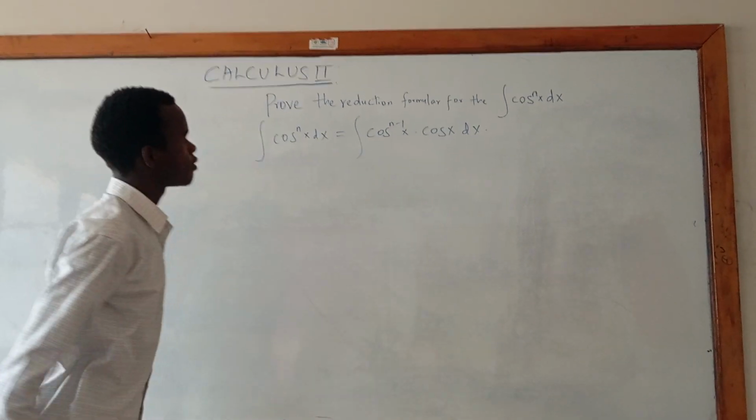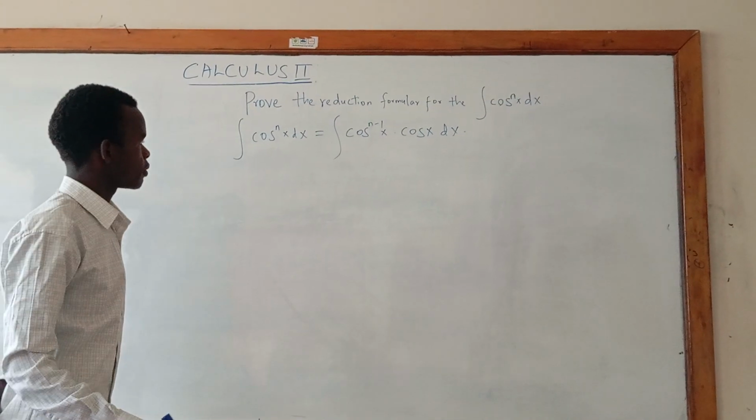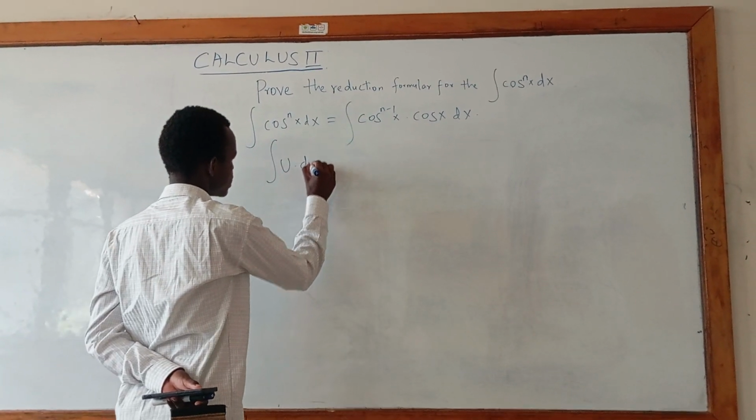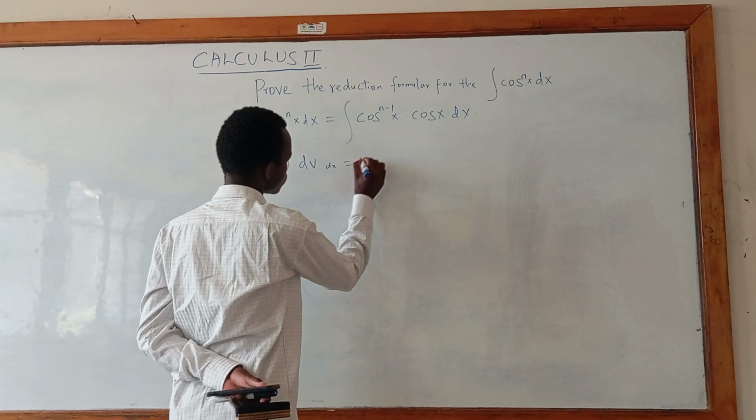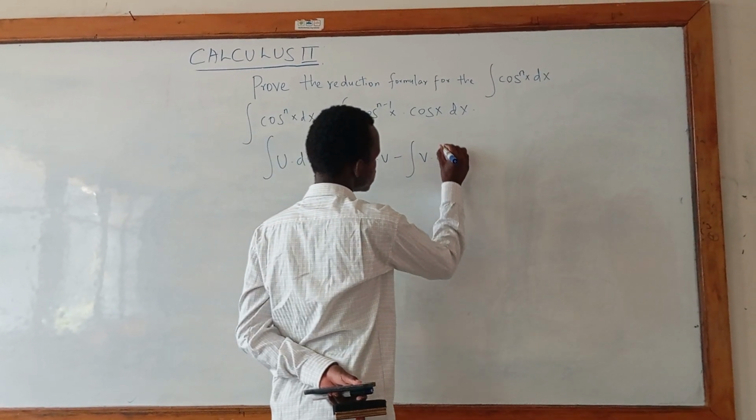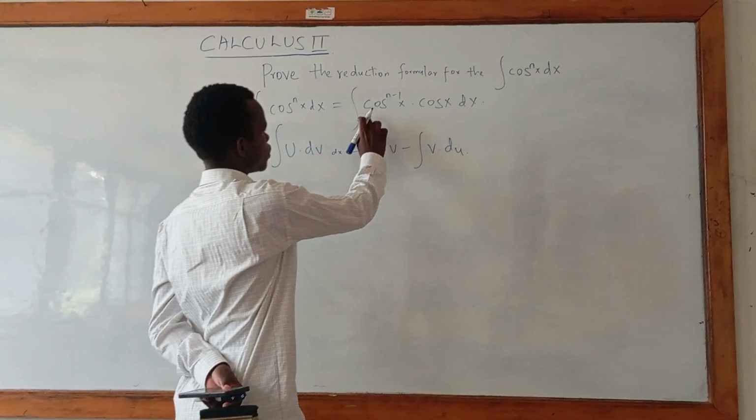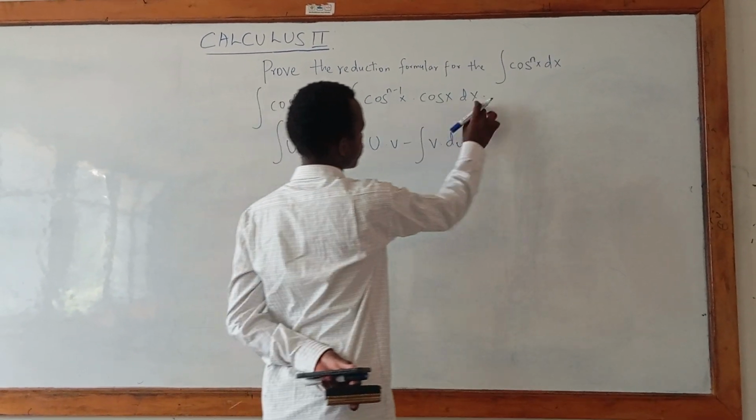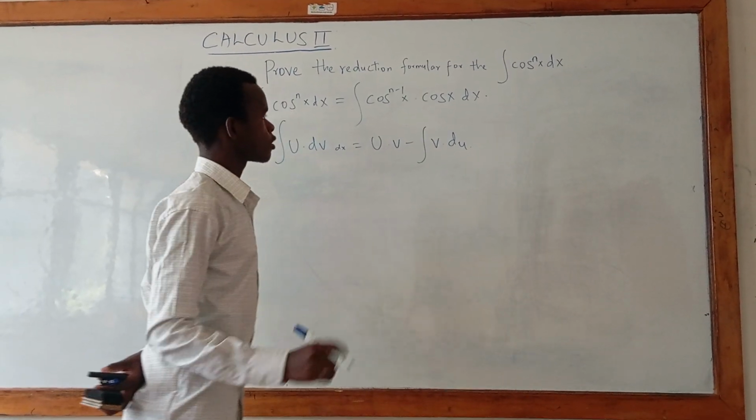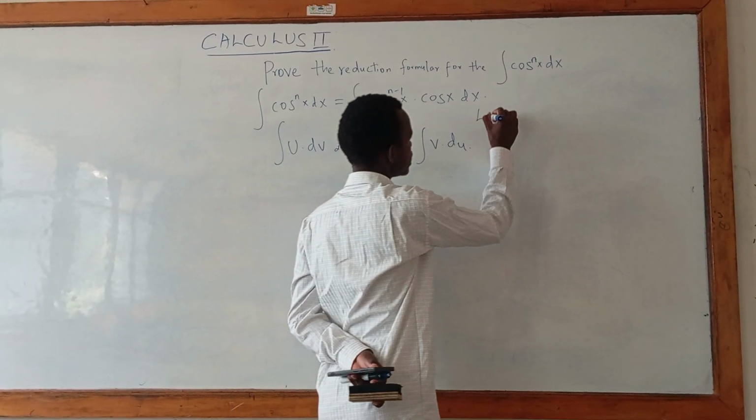From here, we'll use our formula of integration by parts. The formula of integration by parts is the integral of u multiplied by dv/dx equals u multiplied by v minus the integral of v multiplied by du. We'll have to choose our u and our dv. The correct method of choosing is to use a formula, LIATE.